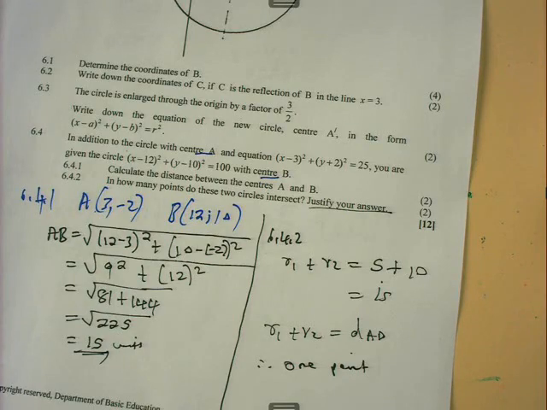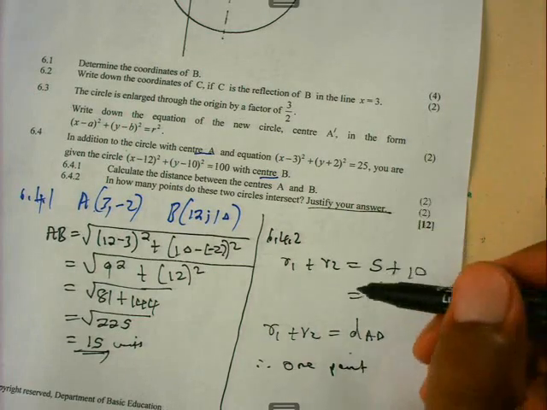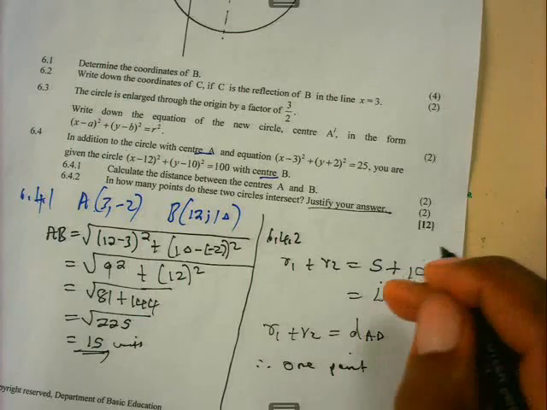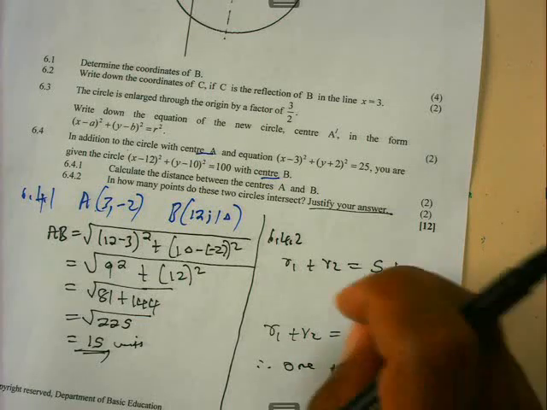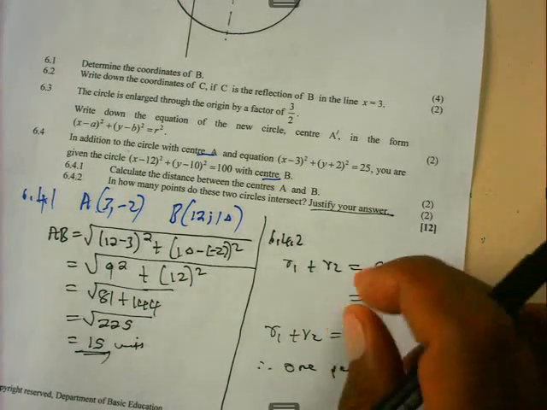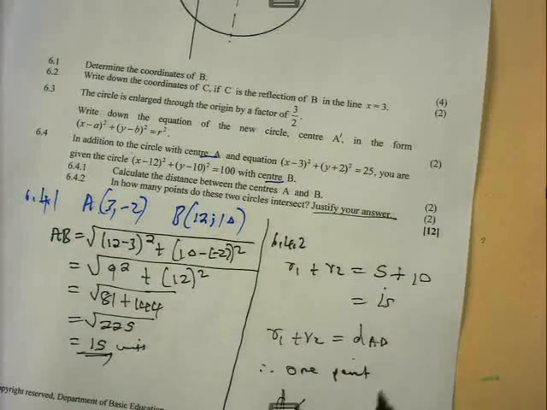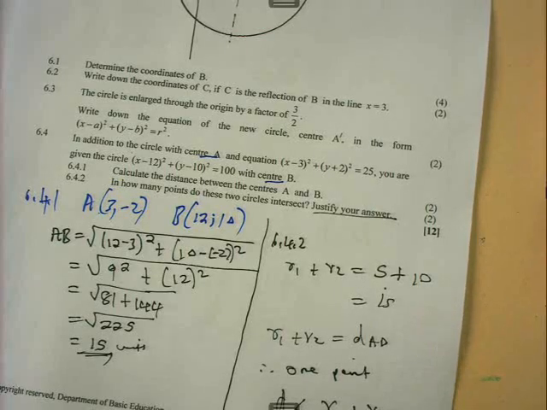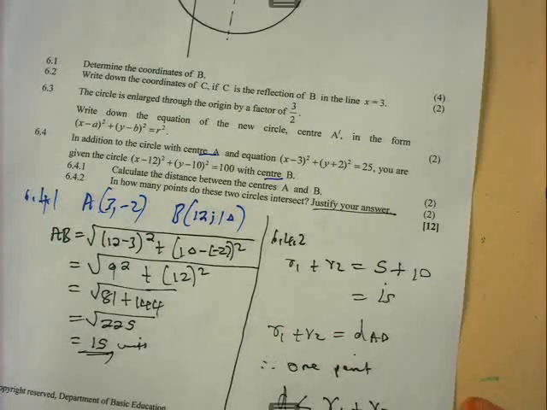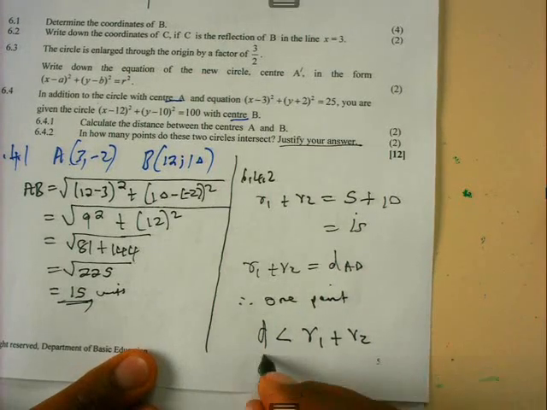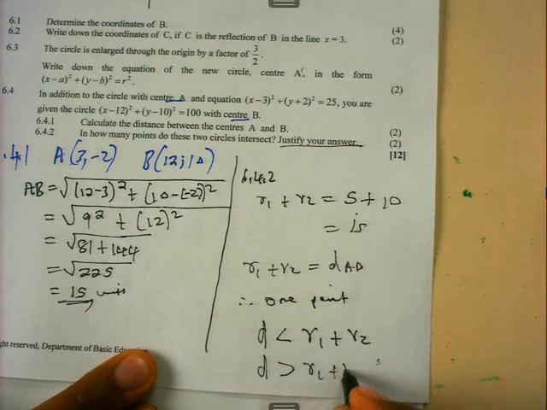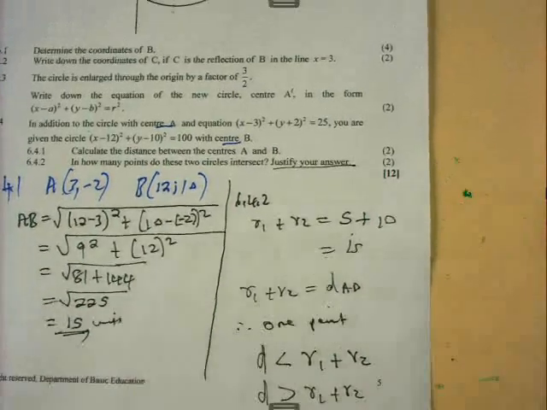Now remember also, they can ask you the same question where you find that the distance is greater than the sum of the two radii, or the distance is less than the sum of the two radii. If the distance is less than R1 plus R2, then the two circles will intersect at two points. But if the distance is greater than R1 plus R2, of course, there is no intersection between the two circles.